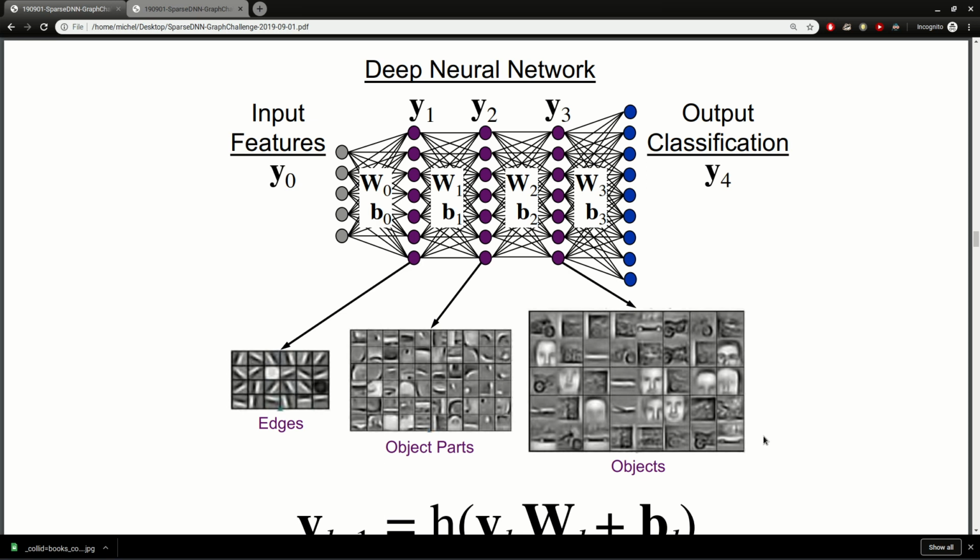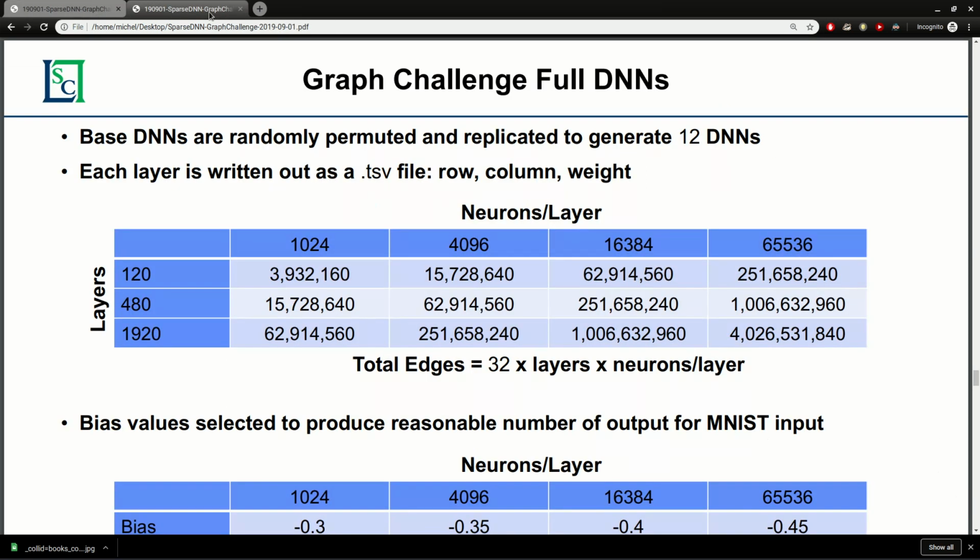The challenge organizers already trained the model and provided the neural layers and weights, and the challenger's task was to take that data and come up with an efficient classifier for a range of image sizes and layer depths, shown here in this next slide. Here we can see 3 different depths of layers and 4 different layer sizes. The problem obviously gets harder the further along either of these dimensions you go, and you can see the total edge count for the largest 1920 by 65,536 example is 4 billion edges, and the smallest case of 120 layers by 1024 neurons is 4 million edges.